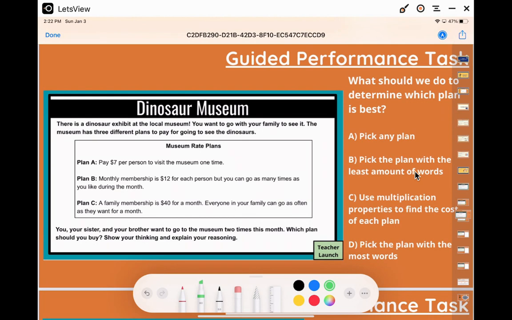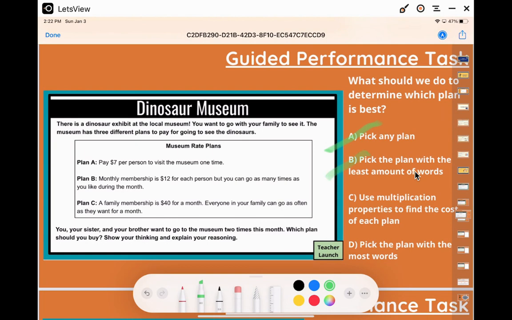All right, guys, so this was kind of a trick question, but really it wasn't. We know that just picking a plan is out of the question because we're trying to get the best deal. When you look at question B and D, I threw those in there because that is something we have a very nasty habit of doing, guys. We have a nasty habit of saying, this one's the easiest to read, I'm just going to pick it.